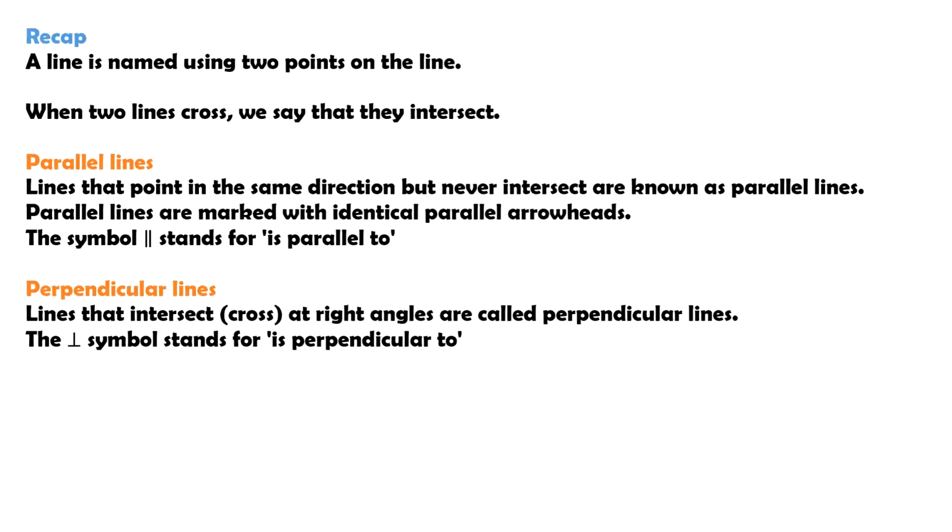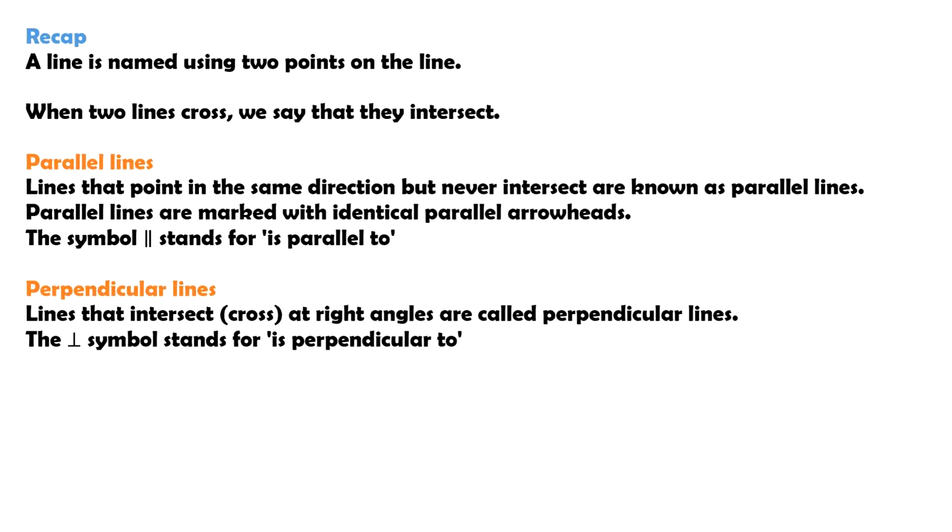So to end the video, we'll do a quick recap because we did cover a lot there. So remember, a line is named using those 2 points on the line, which usually are letters. When we have two lines that cross, we say that they intersect because they're crossing each other. Parallel lines are lines that point in the same direction but never intersect, so they never cross. And these are marked with those arrows, the identical parallel arrowheads. Now, there is the symbol, the two lines going up and down. Now, that stands for is parallel to.